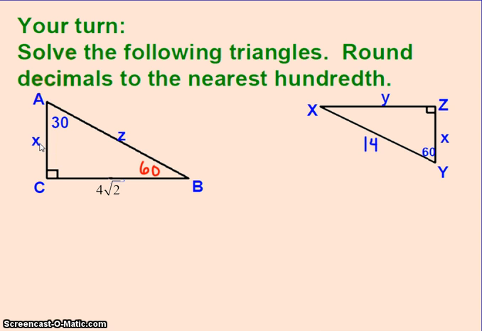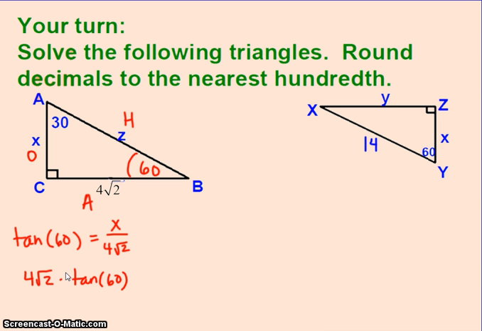So let's go ahead and solve for x. I have 60 degrees. This is my opposite, this is my adjacent, and this is my hypotenuse. So I'm looking for x, and I'm given the adjacent, so that would be tangent of 60 equals x over 4 square roots of 2. So x is up high, I multiply 4 square roots of 2 times tangent of 60. Make sure that the tangent is not under the radical. And I get x equals 9.80, rounding to the nearest hundredth.